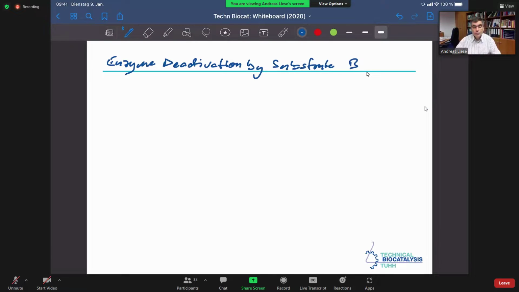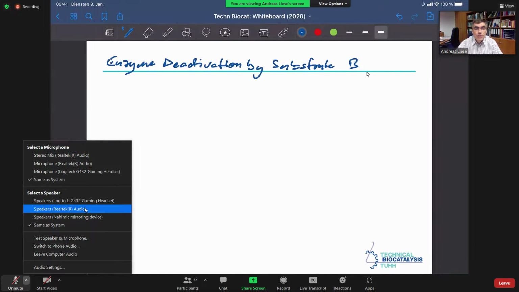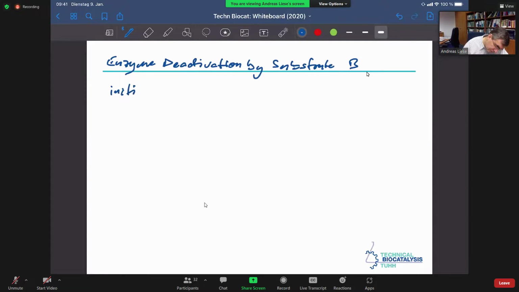So how can we describe this? First, we know our substrate has an initial rate. Measurement can be performed to determine kinetics. So the first point we have to remember is that we have an initial rate measurement.